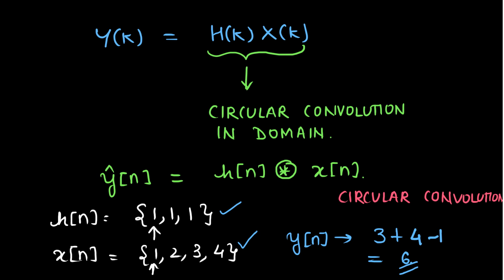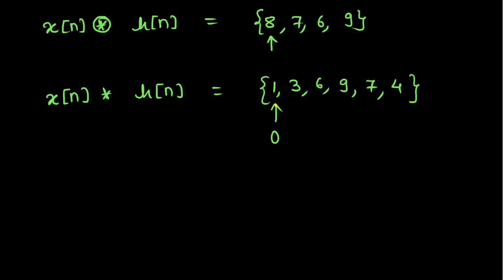But now if we look at the circular convolution, here we have the value of N as 4. So if we consider the 4-point DFT, we would have 4-point circular convolution, and what we obtain is 8, 7, 6, 9 as the result of this operation, and let this be given as y hat of n. But what we want is y of n, the output of the linear convolution, given as 1, 3, 6, 9, 7, 4. Now clearly this y hat of n is not at all equal to y of n.